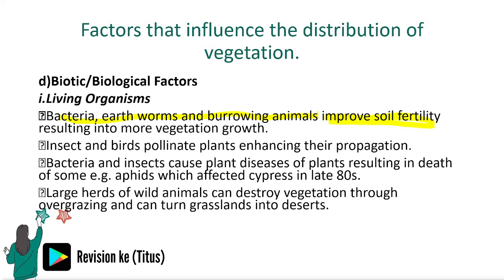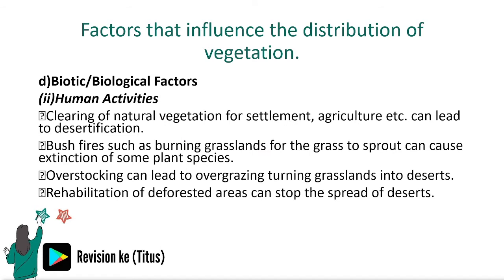We can look at the human activities. One, clearing of natural vegetation for settlement can lead to desertification. We have bushfires, most of which are caused by human activities. Overstocking can lead to overgrazing, turning grasslands into deserts. And rehabilitation of deforested areas can stop the spread of deserts. This is a good side. Yeah, that's a good one.